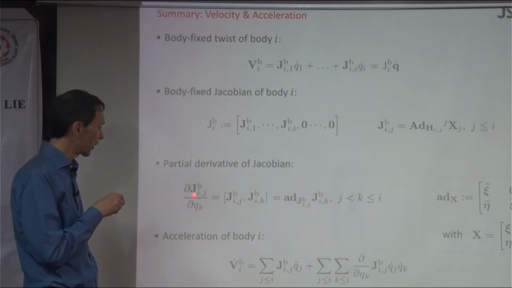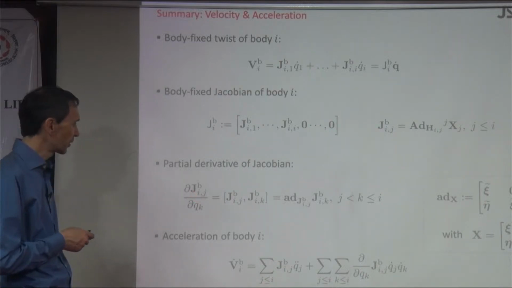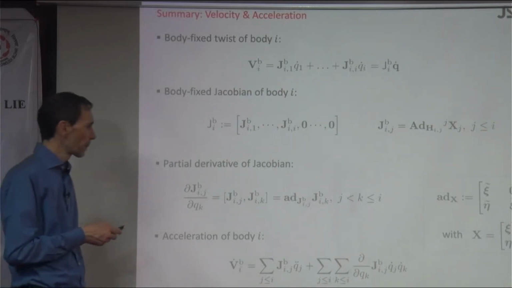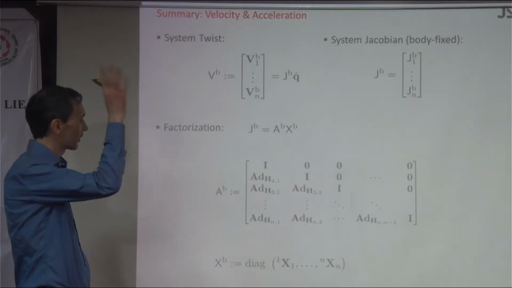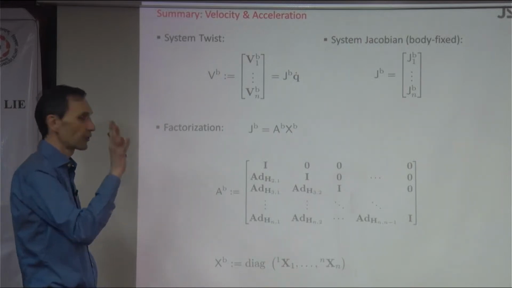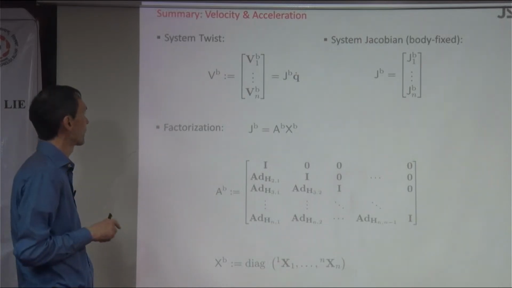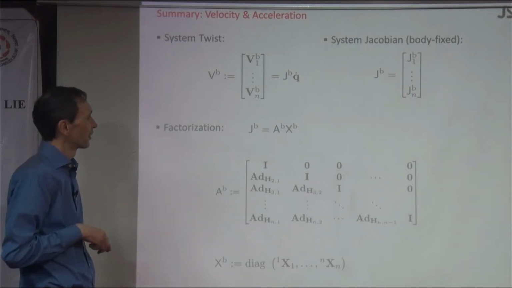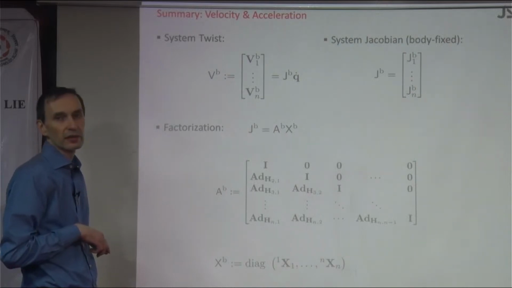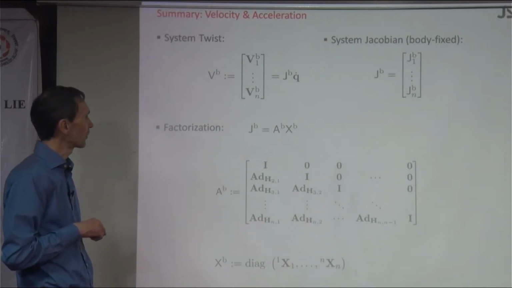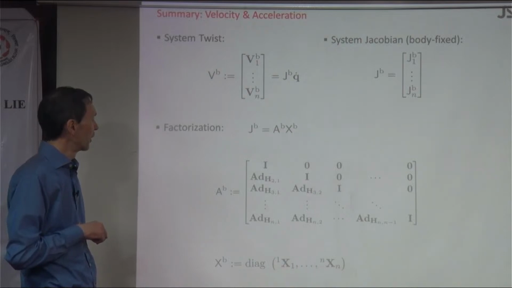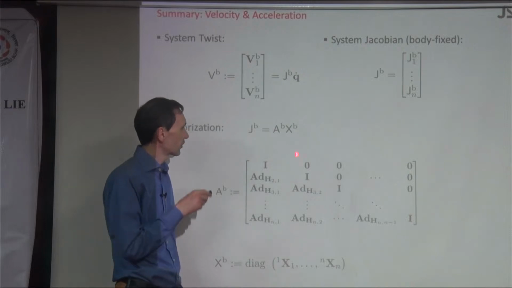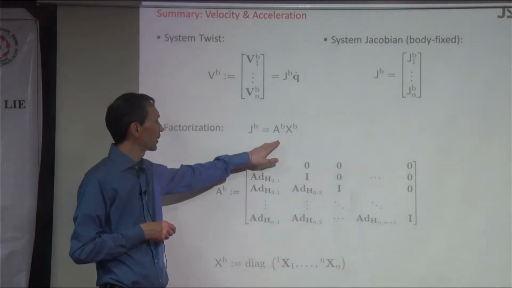Okay, and having said this, we can get the acceleration of the body in terms of the partial derivatives of the Jacobian. But we can also, of course, express it all together in a very compact form using the system Jacobian and the system twist. The system twist is that one. The system Jacobian was that one, by just plugging in all the 6 times n Jacobian matrices. So altogether it is a 6n times n matrix. And we have seen yesterday that we can have this very compact form, this factorization of the Jacobian, which says that we have A times X.